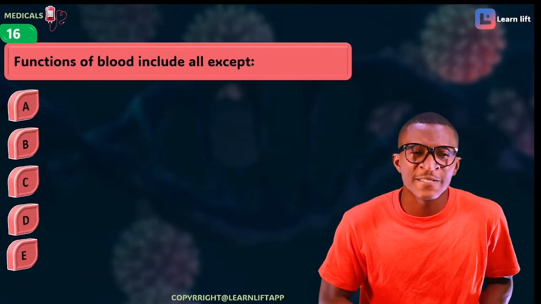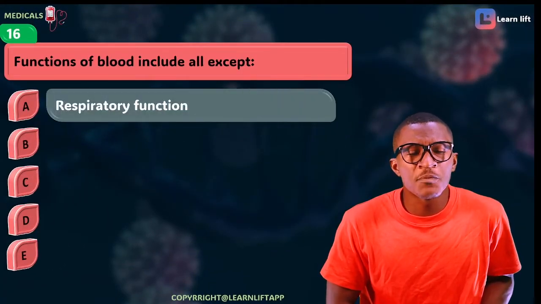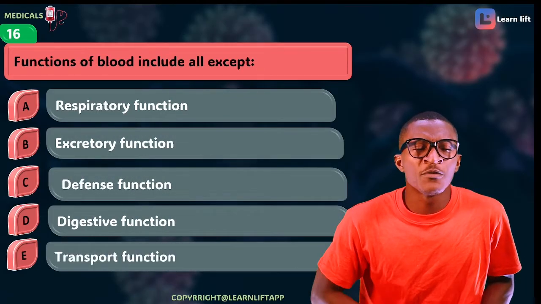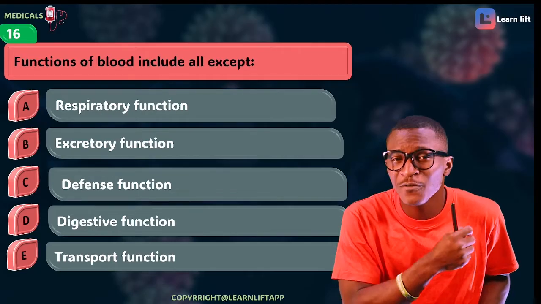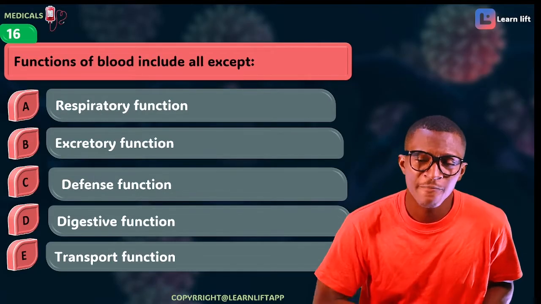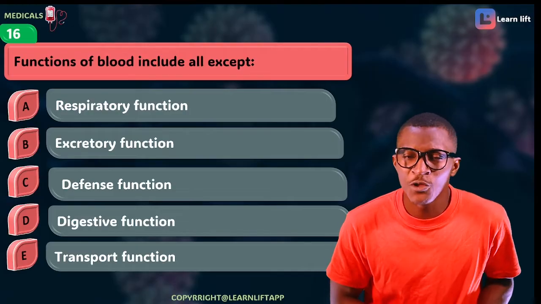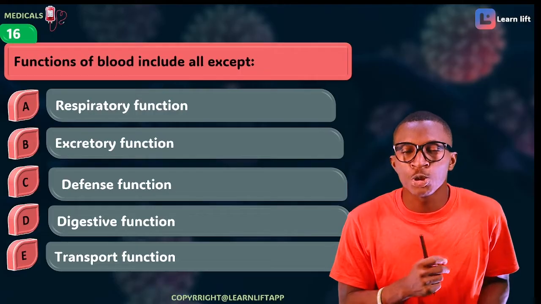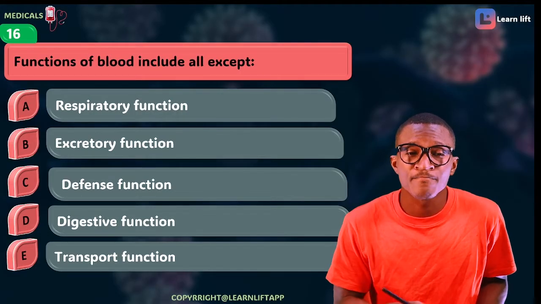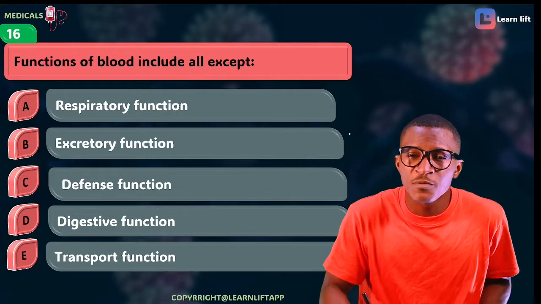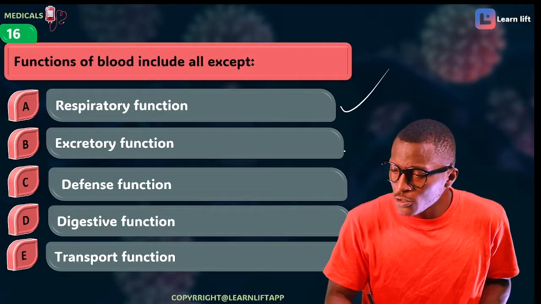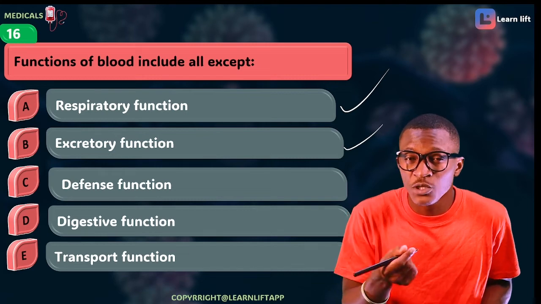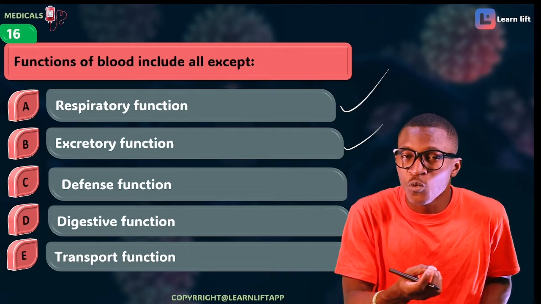Number 16, fast. Functions of blood include respiratory function, excretory function, defense function, digestive function, transport function. What are the functions of blood? You can pause it and choose your answer. Respiratory function. Yes, it has respiratory function because it carries oxygen and removes CO2. Excretory function. Yes, it gets rid of waste products from the body.